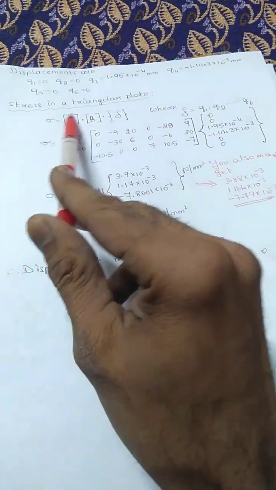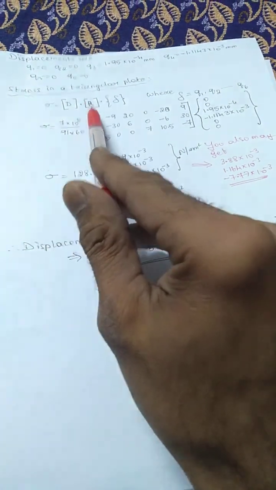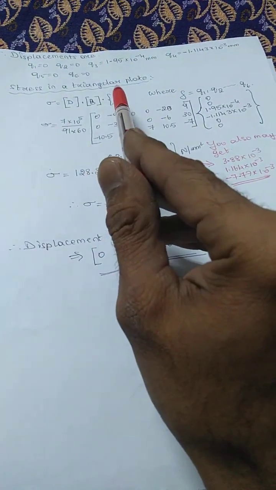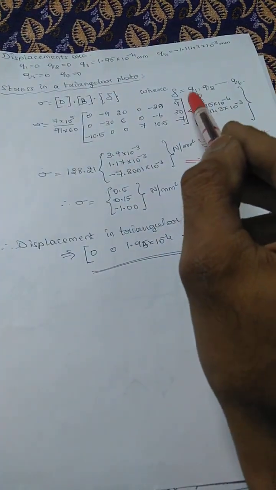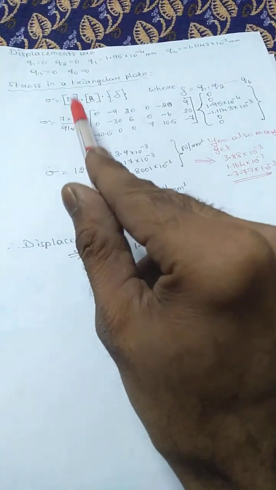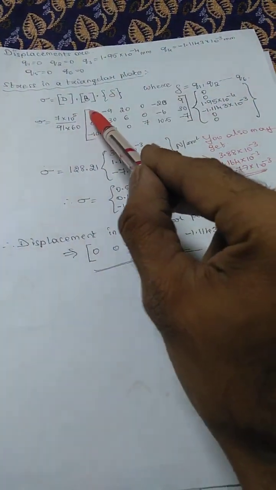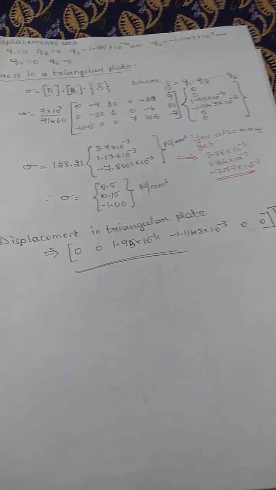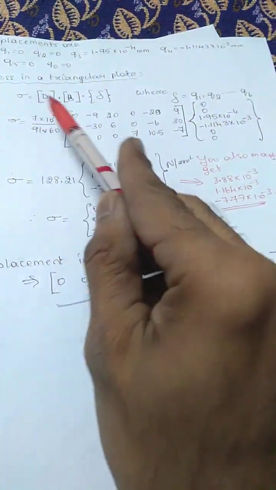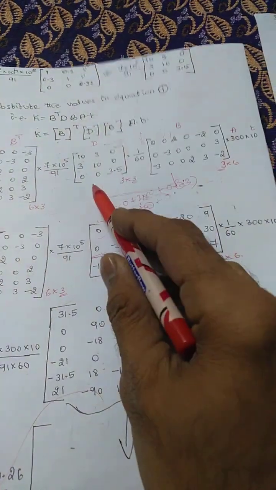Next, the stress in the triangular plate. We'll calculate the stress, that is sigma equal to dB times the displacement. So sigma is equal to the d value, whatever is incorporated with d, into b. We have got the d and b values, so to avoid any extra calculation we'll use the same values which we have done here.